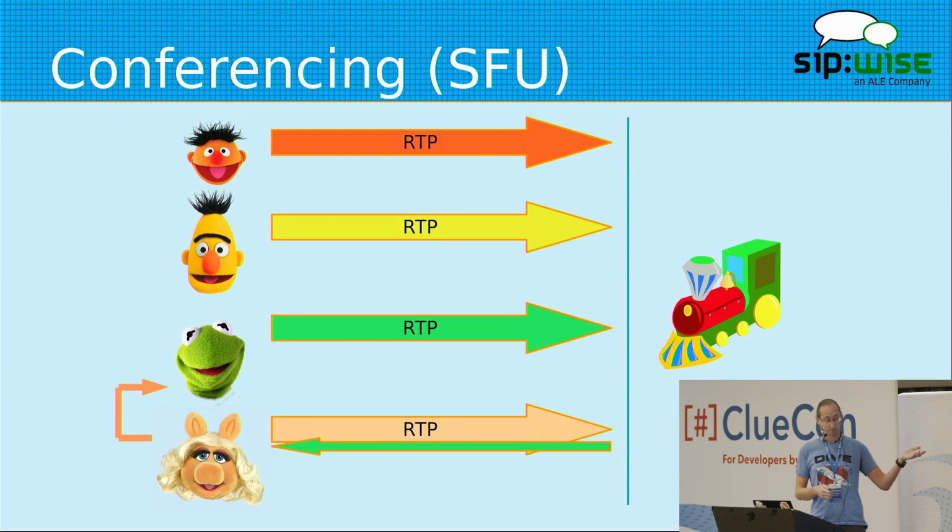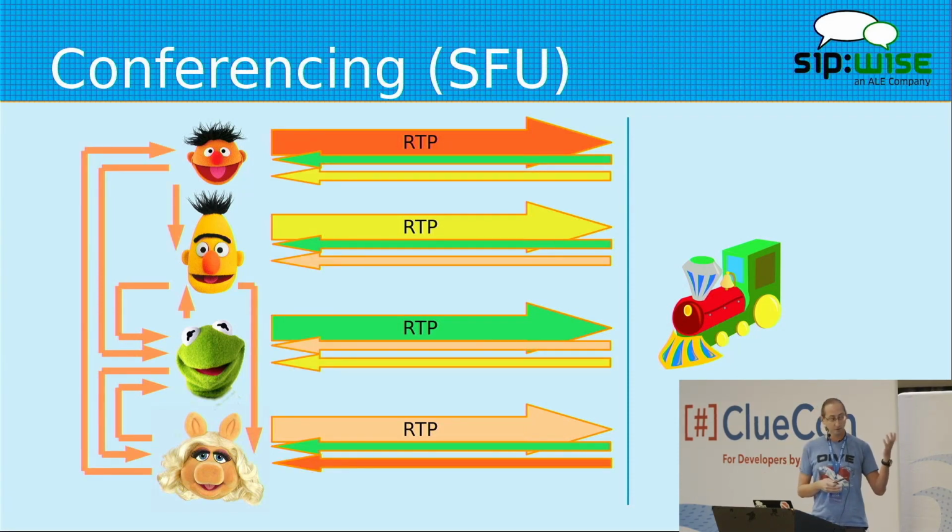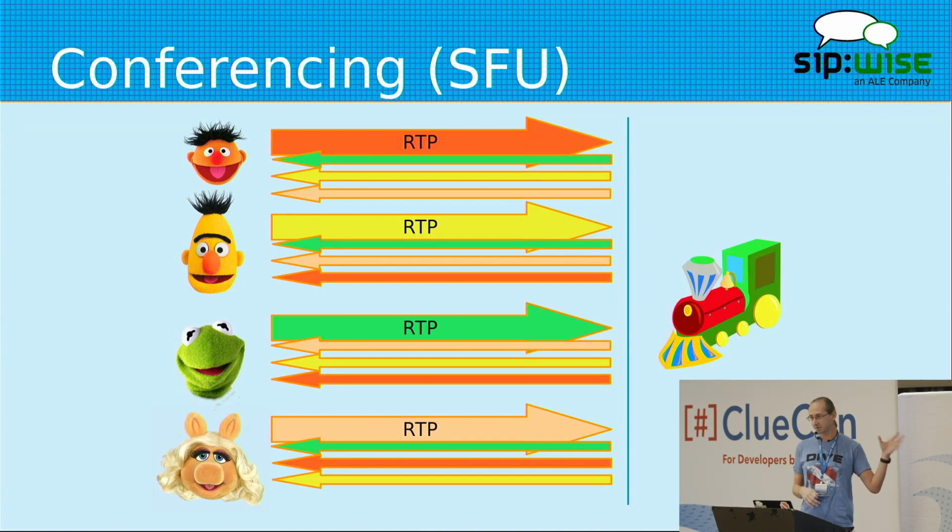One of them wants to listen to Kermit, so we add a subscription there, and then the stream is duplicated there. And then you can add more subscriptions. Now everybody wants to listen to Kermit. And then to end up with a full-on conferencing scenario, you add more subscriptions, and eventually everybody is subscribed to everybody else, and everybody receives everybody else. And this is a fully fledged SFU, basically.